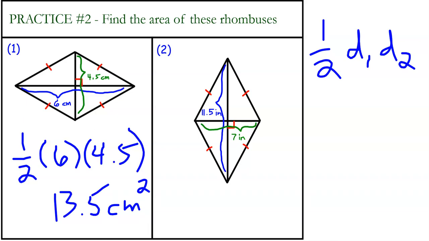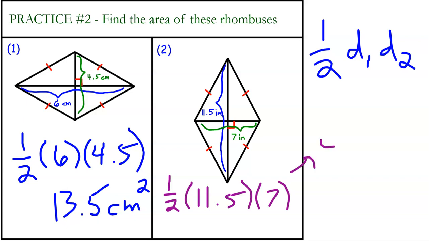And the area of number 2 is 1/2 times 11.5 times 7 inches. And so when we go ahead and multiply those 2 things together, we end up with an area of 40.25 square inches. Because 11.5 times 7 is 80.5 divided by 2 is 40.25.